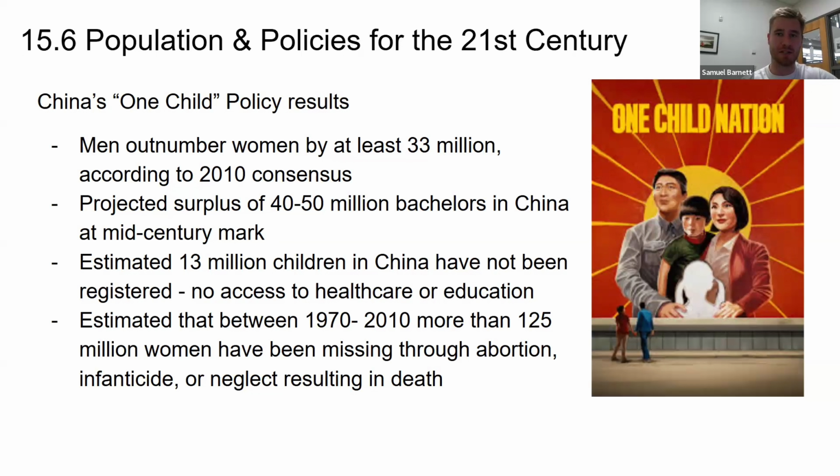(15.6) Population and policies for the 21st century. Most analysts accept that increasing the population places extra stress on the environment and resources and agree that slower population growth in the future is essential. So how can we accomplish this? The most prominent example of this is China's draconian one-child policy.